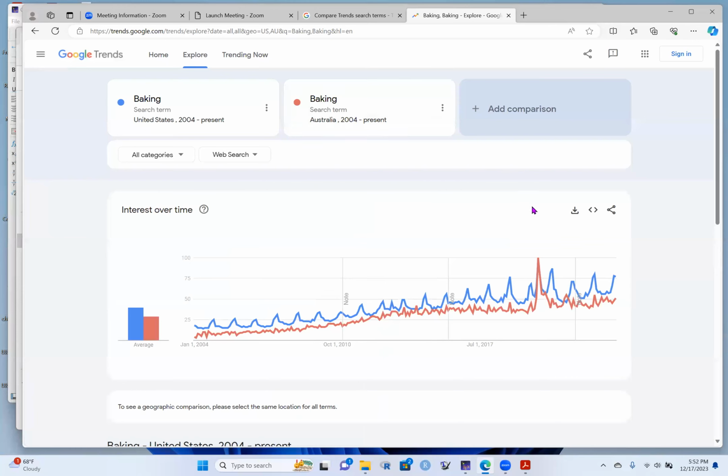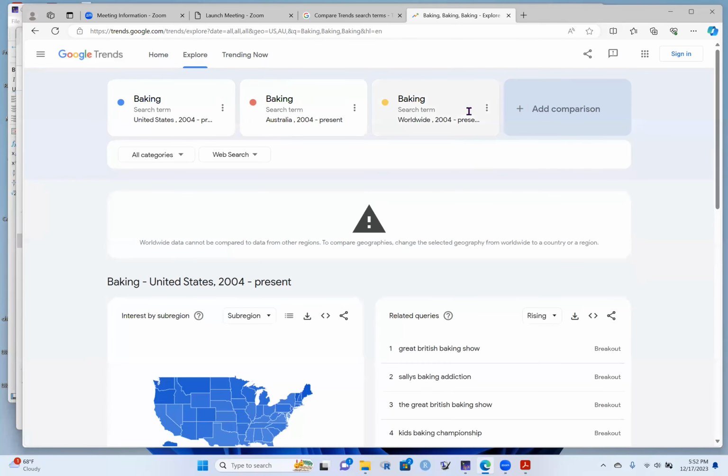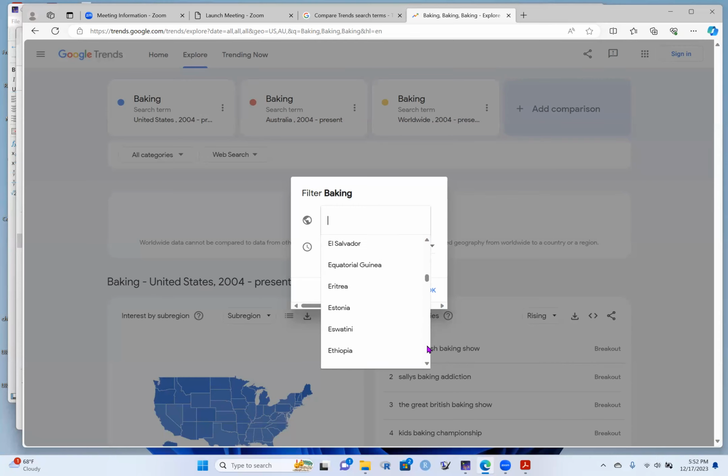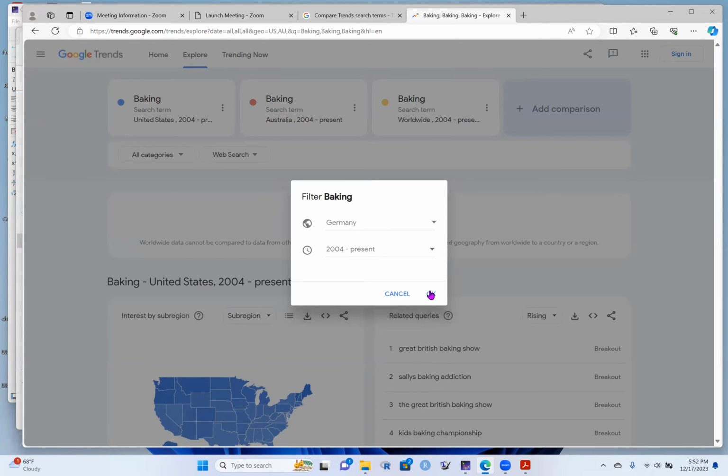So now we have 2 countries, and we can add another country, the interest of baking in another country. Baking, make sure to hit return when you enter the term. Again, change filters, and 2004 to the present, and we're going to compare, for example, with Germany.